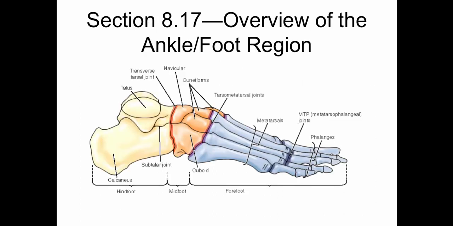The foot is defined as everything distal to the tibia and fibula. The bones of the leg articulate with the foot at the talocrural ankle joint. The bones of the foot can be divided into tarsals, metatarsals, and phalanges.